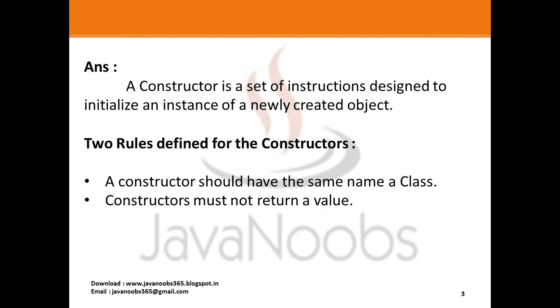There are two simple rules for constructors. The first rule is a constructor should have the same name as the class name. So you cannot mention any other name. Whatever the class name is, that should be the same name as the constructor. The second rule is a constructor must not return a value. So these are the two rules for a constructor.